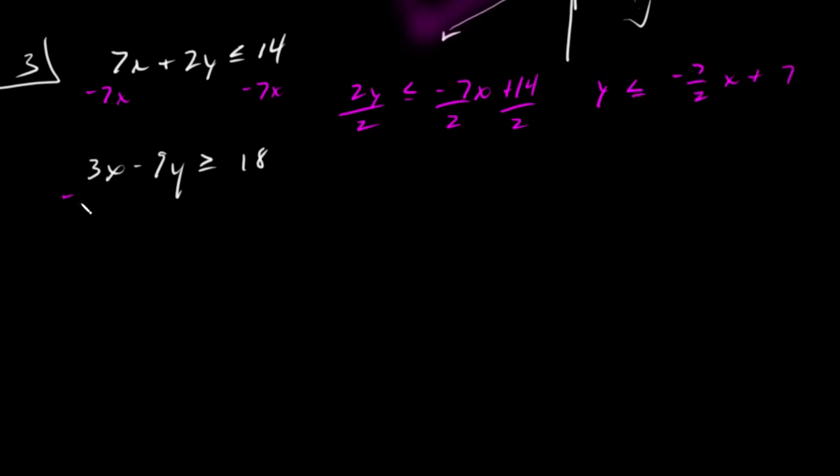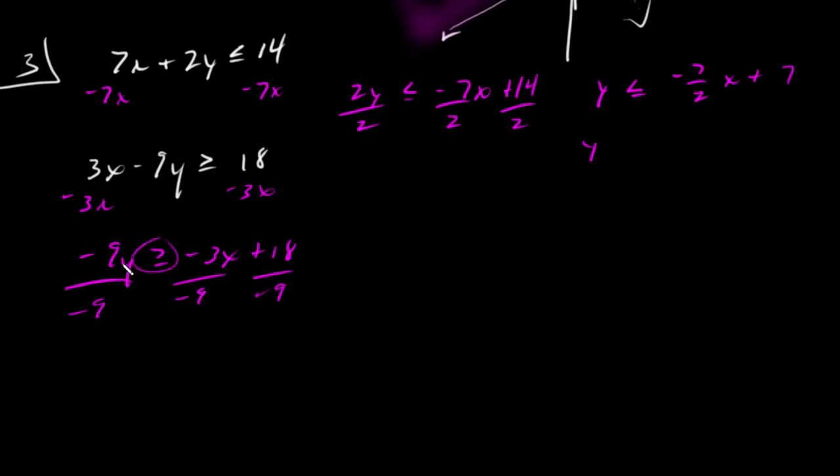Now, minus 3x, negative 9y is greater than or equal to negative 3x plus 18. Divide by negative 9. You're going to flip the sign because you're dividing by a negative. Anytime you multiply or divide by a negative, you flip the sign. So a negative over a negative makes a positive.